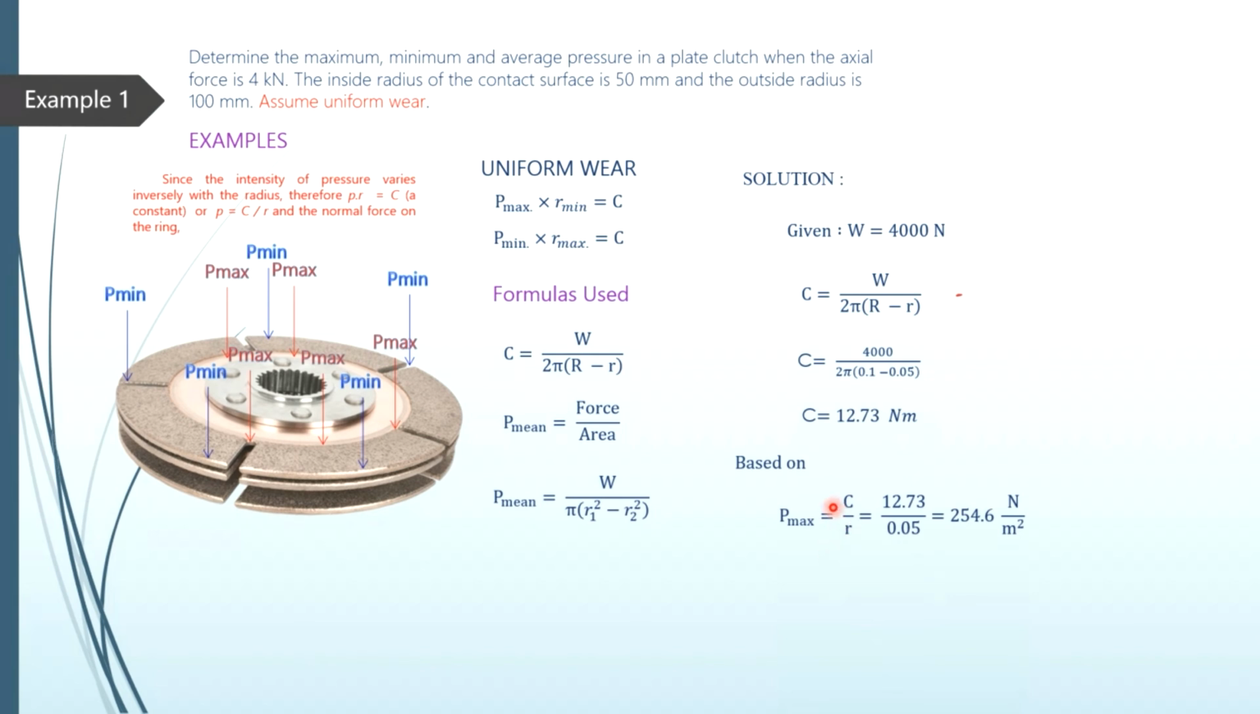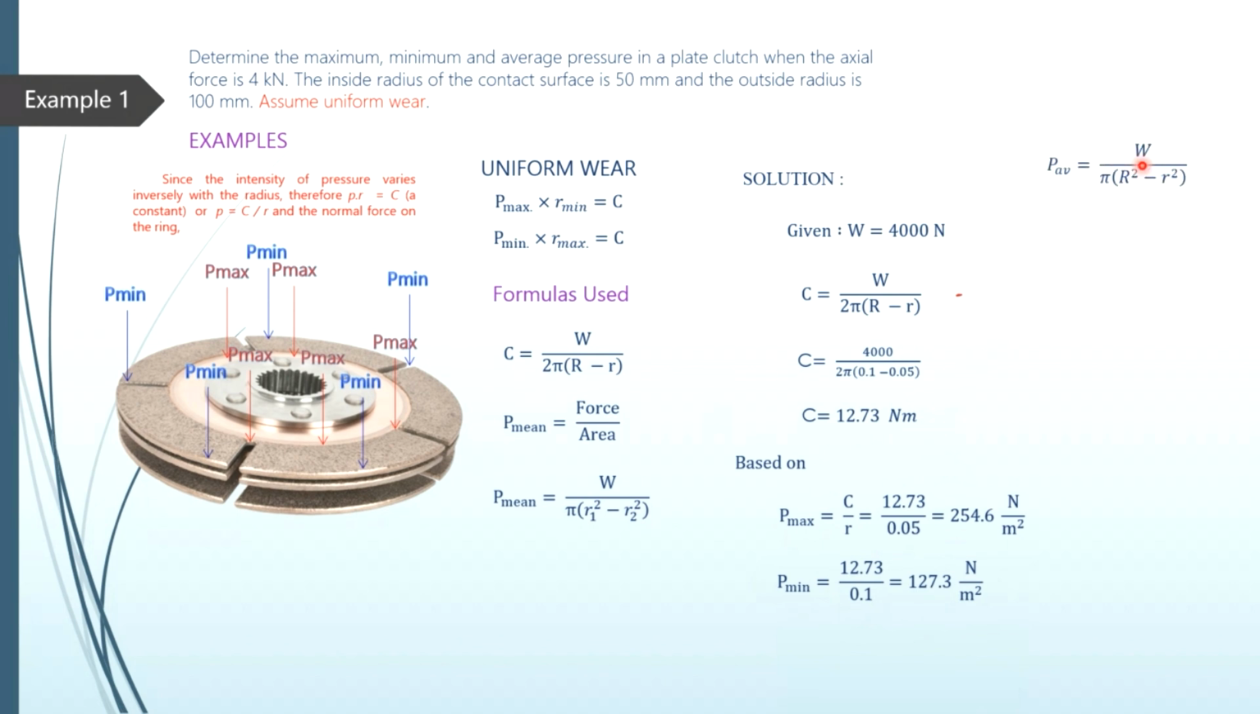Based on uniform wear theory, to find maximum pressure, we take C divided by the inner radius. So you have the maximum pressure. Then for the minimum pressure, you have the constant C divided by the outer radius. So you get a minimum pressure of 127.3 Newton per meter square. That is the unit for pressure. The constant C should be Newton over meter.